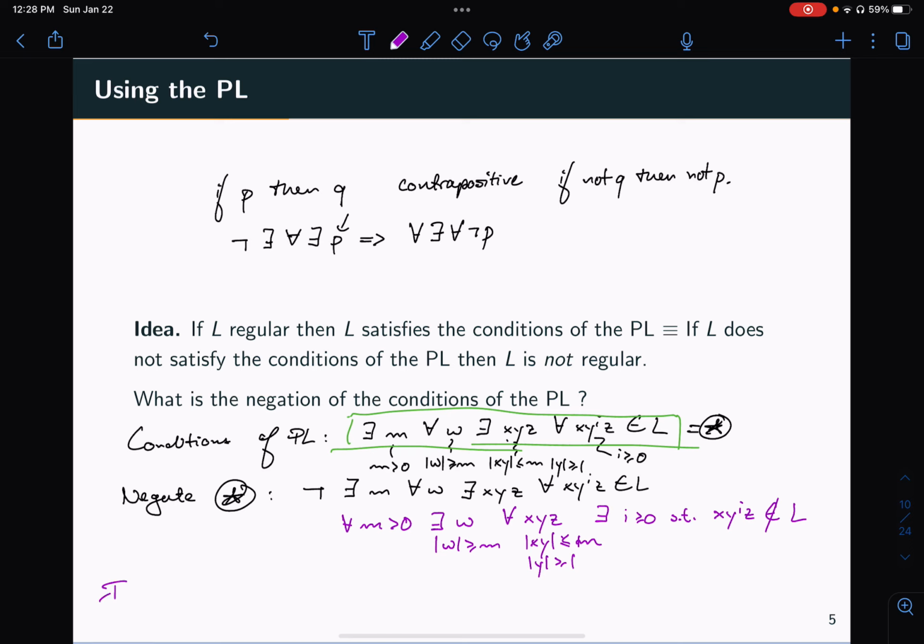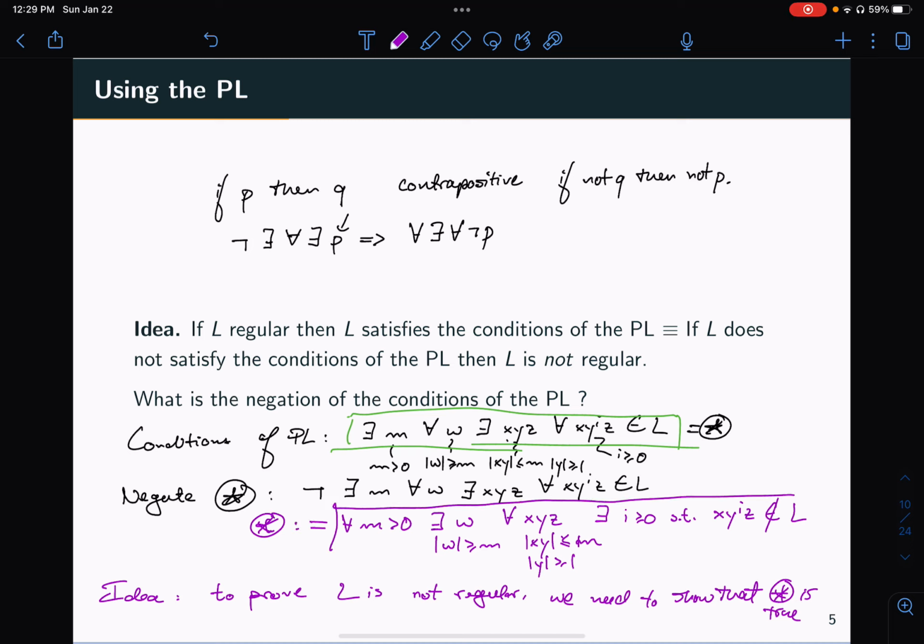So the idea is that to prove L is not regular, we need to show that this statement is true. Okay, so how do we actually prove this statement? Given a language, how do we show something like this? Because this seems quite hairy, right?